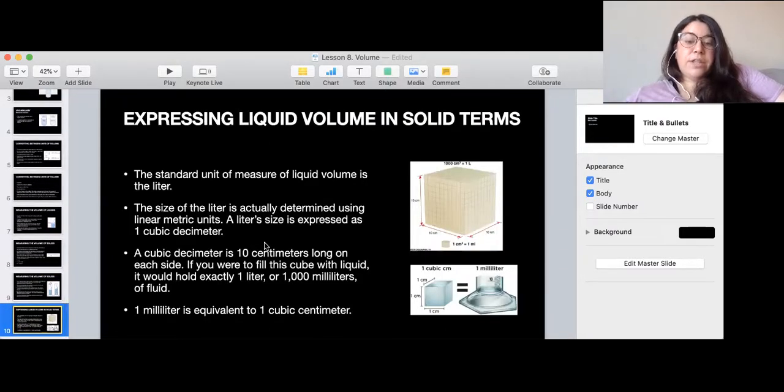The standard unit of measure of liquid volume is the liter. The size of the liter is determined by using linear metric units. A liter is expressed as a cubic decimeter. It means that if you have a box that measures 10 centimeters by 10 centimeters by 10 centimeters and you fill it with water, that would be 1 liter or 1,000 milliliters. And 1 milliliter is the same as 1 cubic centimeter. Okay, so that would be it.